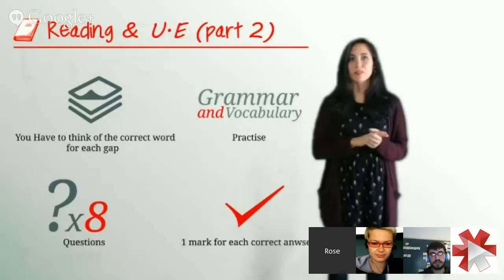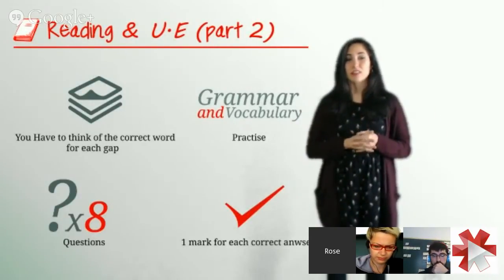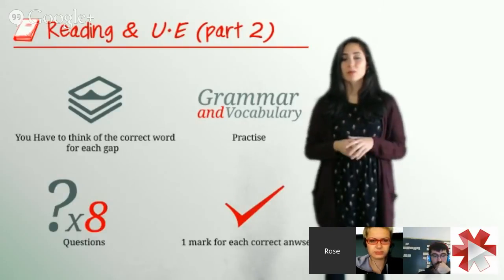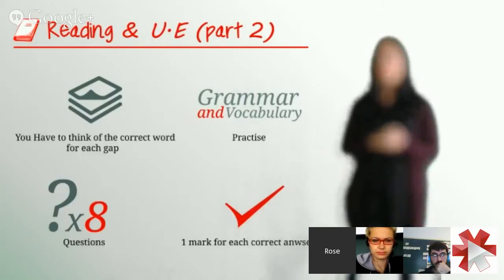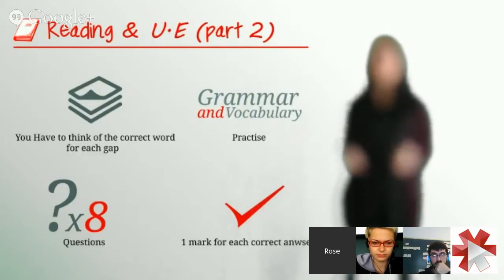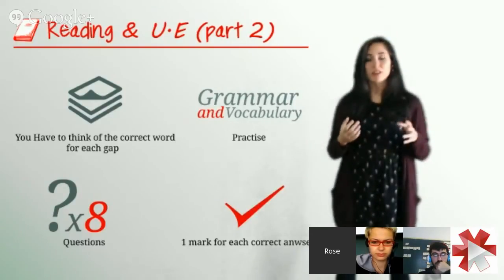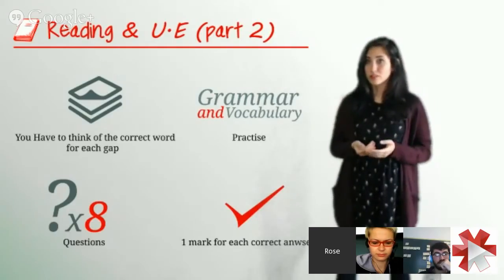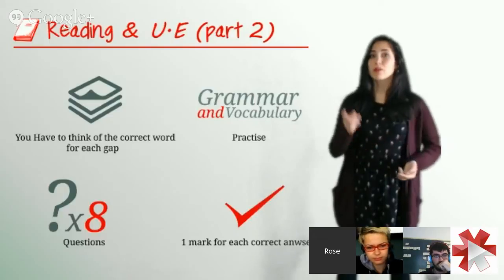So we're going to start with what is part 2 of the reading and use of English exercise. What's in part 2? It's a text in which there are some gaps. We all know what gaps are, and each of which represents one missing word. You have to think of the correct word for each gap. So they won't give you any words. You have to think of the word that will be in the gap. You will only have to fill the gap with one word.